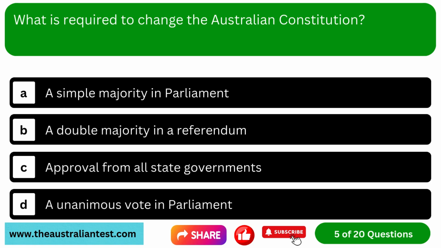Question 5. What is required to change the Australian Constitution? Option A, a simple majority in Parliament. Option B, a double majority in a referendum. Option C, approval from all state governments. Option D, a unanimous vote in Parliament.